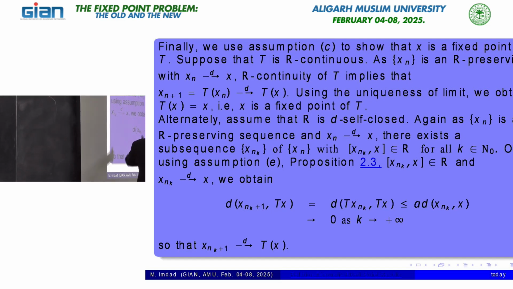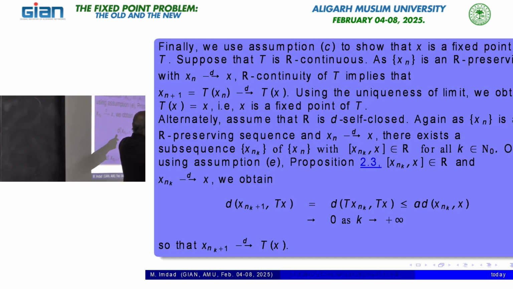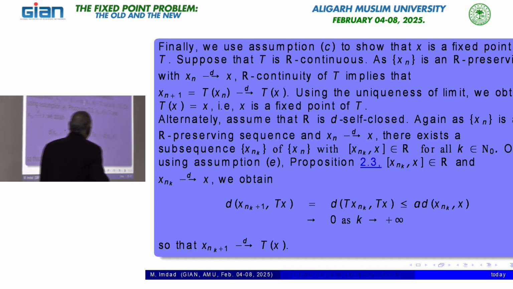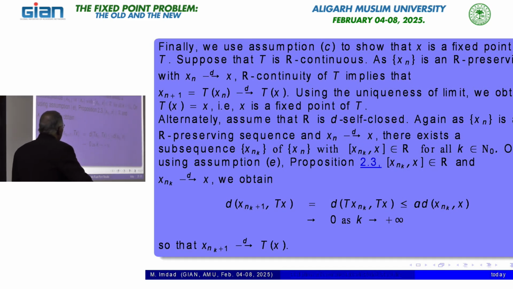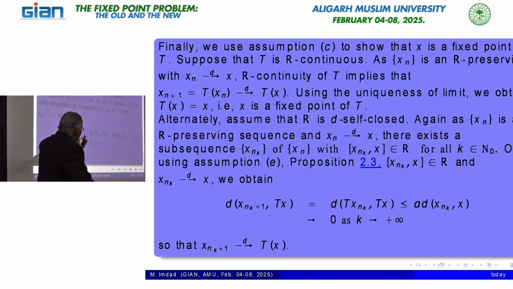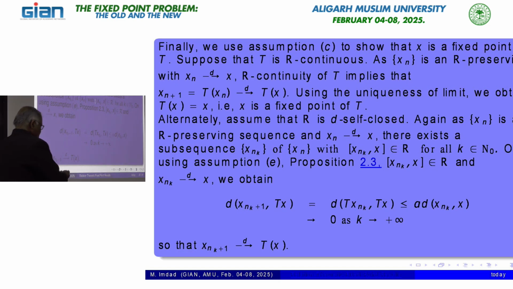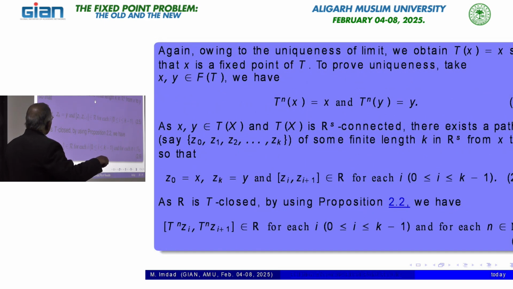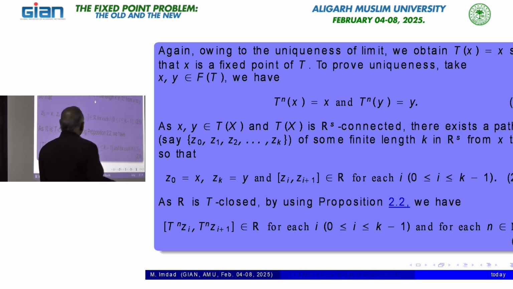You are correct. Now, what you see there is the subsequence x n k, x belongs to R for all k belonging to n naught. On using the assumption, you have this very thing here starting. Here, x n k, you put the value here, everything is okay. Here x n plus 1 tends to x, and that was the case here.